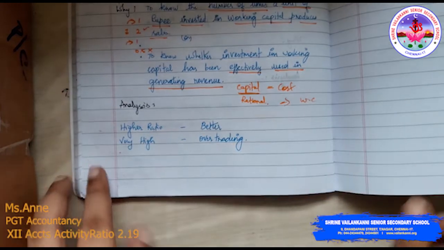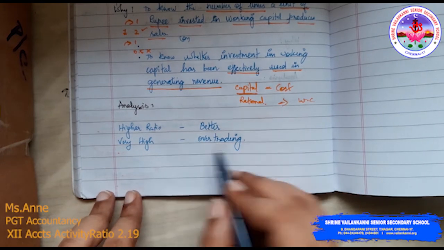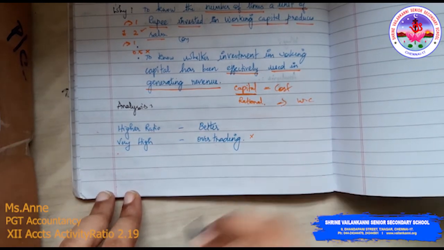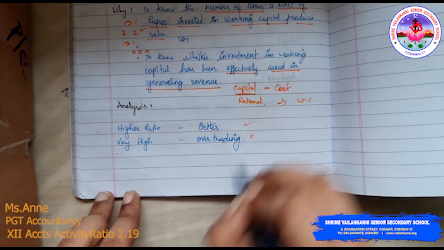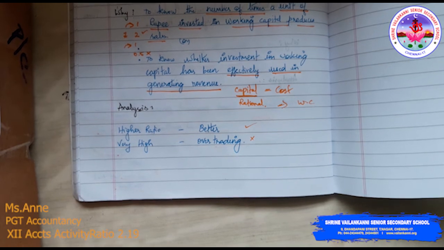So, the analysis part: a higher ratio is better. A very high ratio means overtrading, so this is generally not good. A decent amount of ratio is good. I'm sure that you are able to understand this.